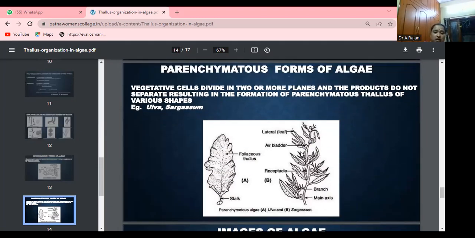And parenchymatous forms I'll explain now. Vegetative cells divide in two or more planes and the products do not separate, resulting in tissue formation. That is parenchyma. All tissue is parenchyma tissue. You can see many countries eat algae, utilizing it.